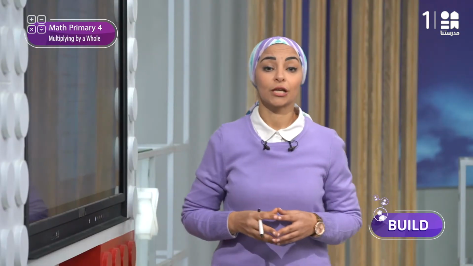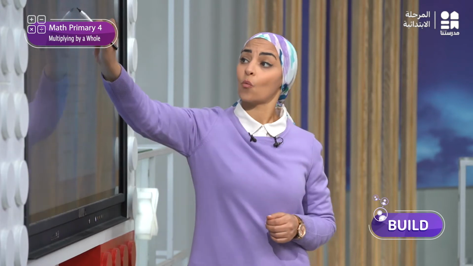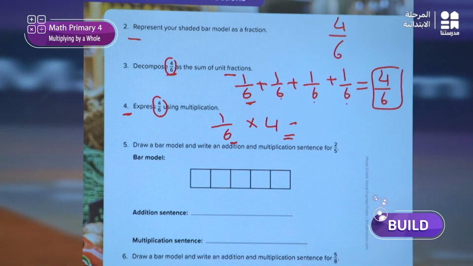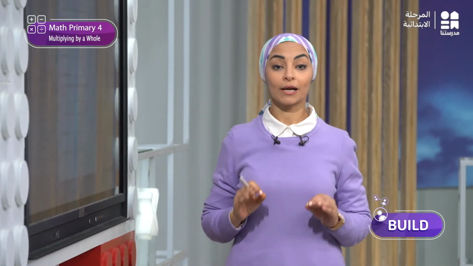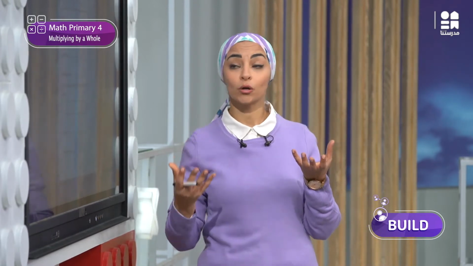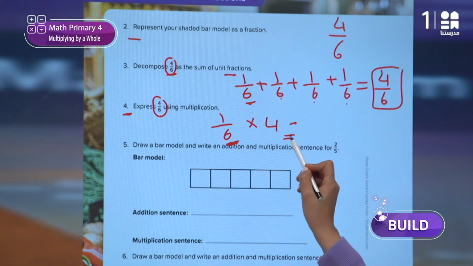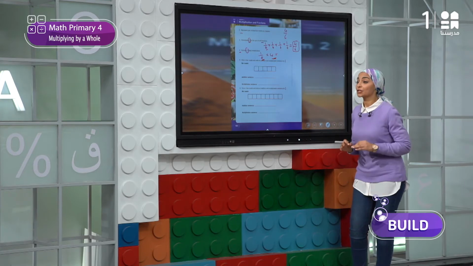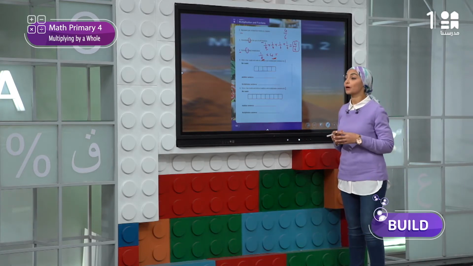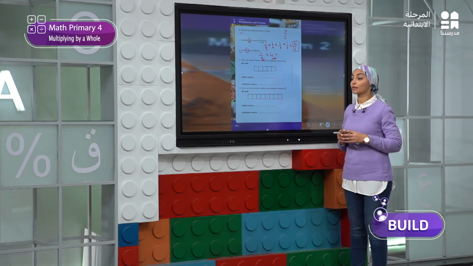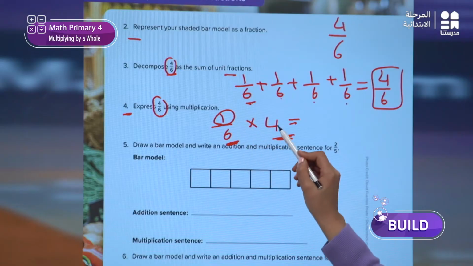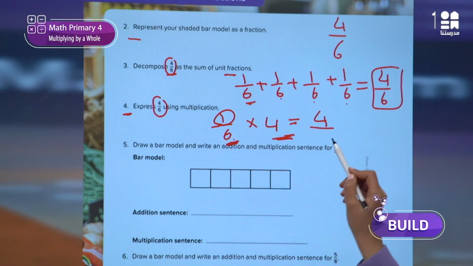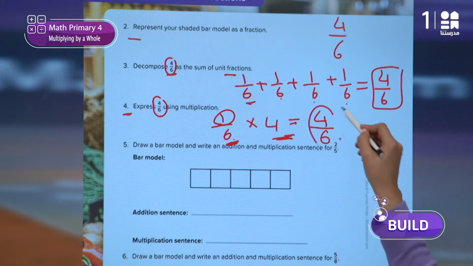Now we have a multiplication equation in which we multiply 1 over 6 times 4. This is the first time we multiply a fraction by a whole number. The fraction is 1 over 6 and the whole number is 4. Okay, and now the answer will be found by multiplying the whole number by the numerator of the fraction. The denominator we will keep as it is. So I will do 1 times 4 equals 4, and I will keep the denominator as it is, 6. So my fraction is 4 over 6.